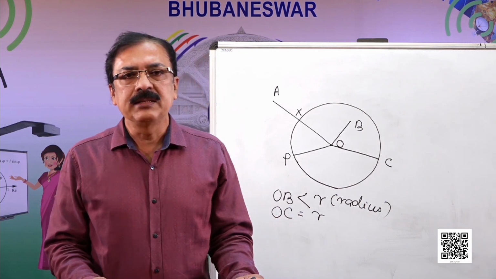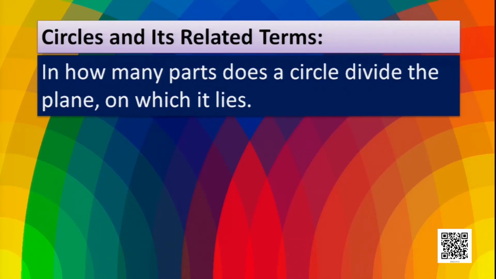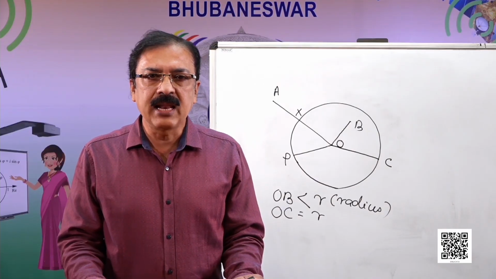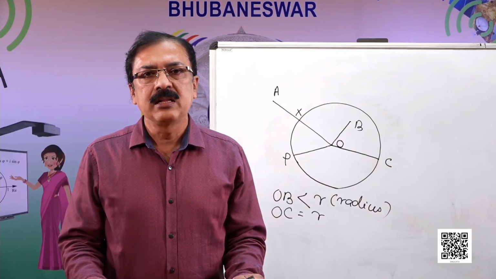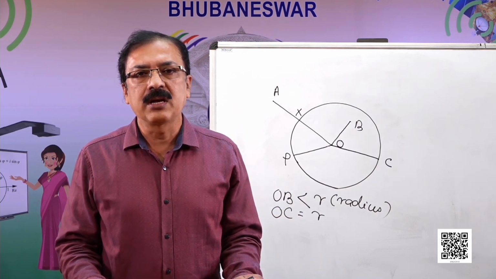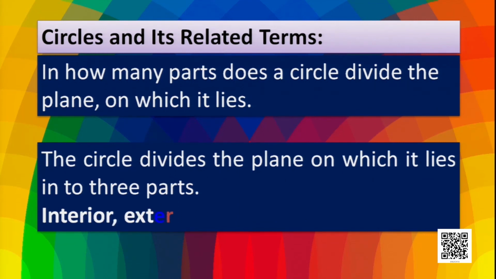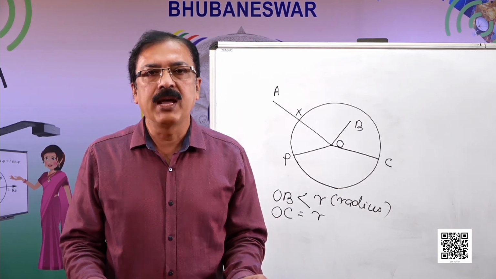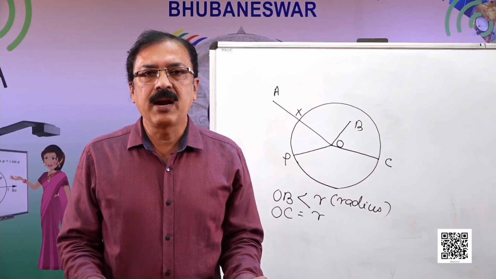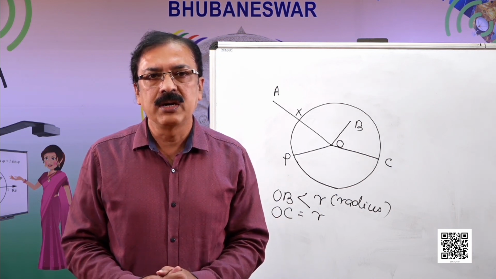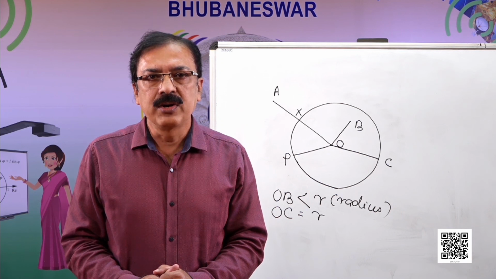Let's take another question. Into how many parts does a circle divide the plane on which it lies? As we know, one is the circle itself, one is the interior of the circle, and the other is the exterior of the circle. So the circle divides the plane on which it lies into three parts: the interior of the circle, the exterior of the circle, and the circle itself. So dear students, today we learned about the different terms of a circle. Hope you understood. Let's conclude it.